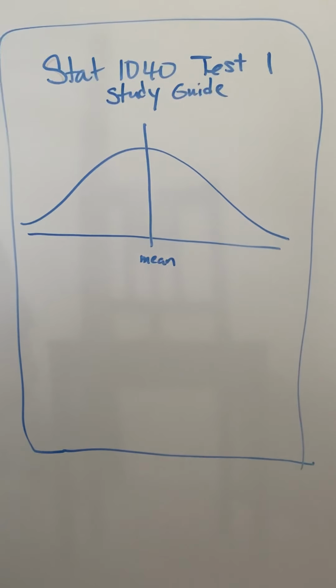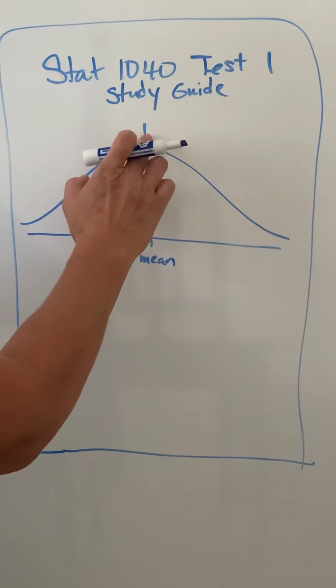The empirical rule is actually stated in your formula sheet, which is on the home page of our Canvas course, right near where the syllabus is. And in words, it tells you the empirical rule.